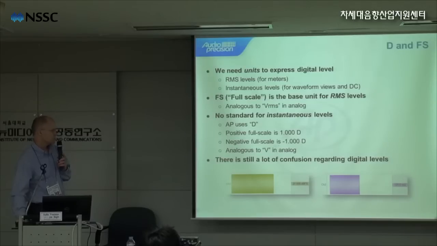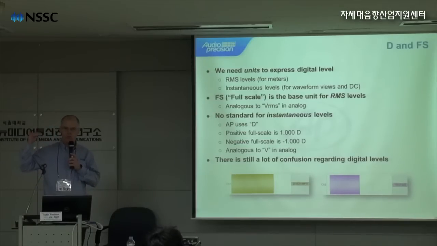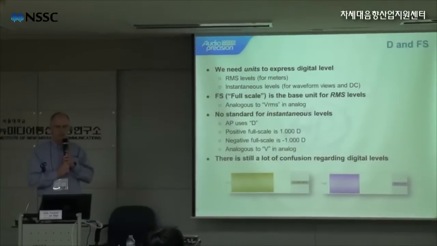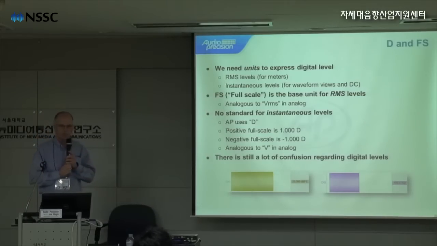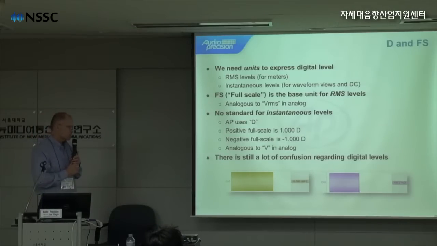Audio Precision uses the concept of D. So the positive full scale in the digital domain is +1 D, and the negative full scale is -1 D. And the signal in the digital domain cannot go beyond +1 D and -1 D, because that would clip the signal. It would correspond to clipping, which causes all kinds of distortion. And this is analogous to V, or volts, in the analog domain.